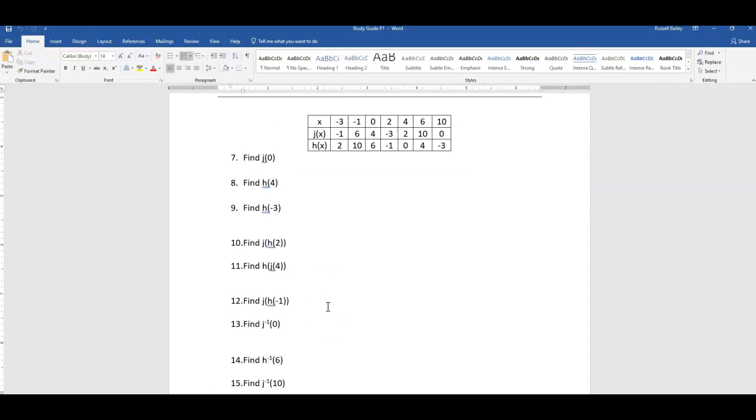Number 14. We're being asked to find h inverse of 6. Now, I don't know what h inverse of 6 equals, but I do know that when it comes to inverse functions, that's the same thing as taking the input and the output and swapping them.